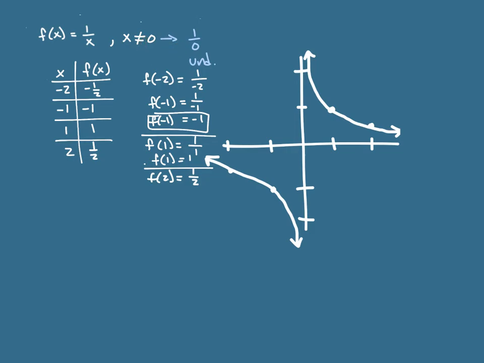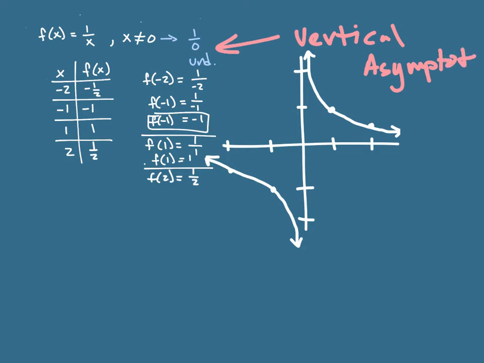Because we didn't plug in 0, we have this thing called a vertical asymptote at 0. So at the line x equals 0, or the y-axis, that's a vertical asymptote. It means our graph is going to get really, really close to that, but it's never going to touch. And then it jumps down here, and it pops out like that. So that's the idea.